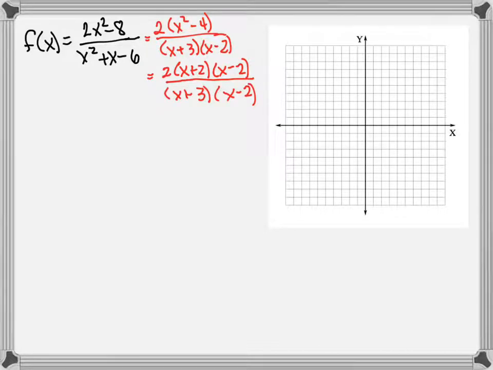My denominator stays the same, x plus 3 times x minus 2. And we can see that our x minus 2's cancel. And our simplified function is 2 times the quantity x plus 2 over x plus 3.